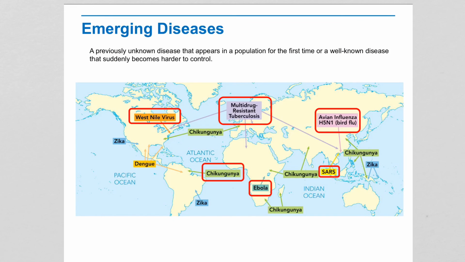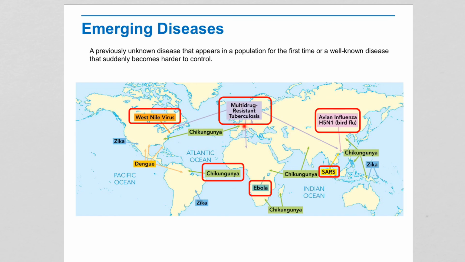So bacteria can also be part of emerging diseases. It's not just bacteria. We do also know that some viruses can be part of that too. But what an emerging disease is, it's basically a previously unknown disease that appears in the population for the first time, or sometimes it's a well-known disease that suddenly has become really, really hard to control. And again, shown here, there are some viruses that are coming up. So these are some of your viruses.